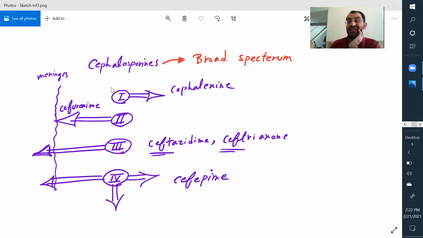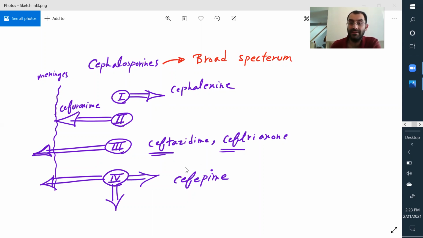We have first generation as cephalexin. We have second generation as cefuroxime. We have third generation as ceftazidime, ceftriaxone. We have fourth generation as cefepime, for example. So these are cephalosporins. Broad spectrum antibiotics, right?